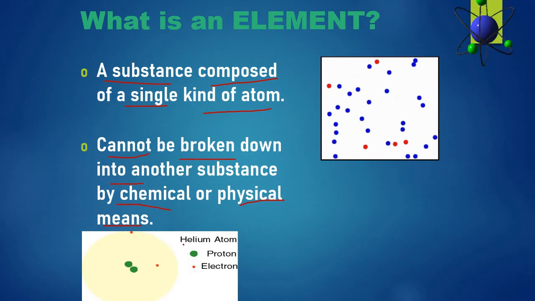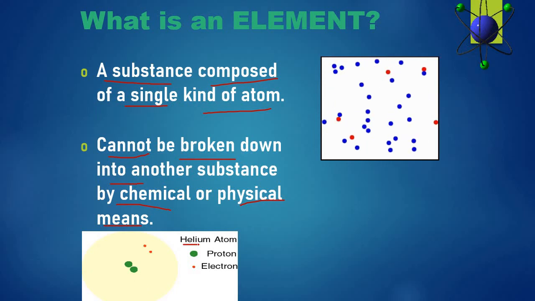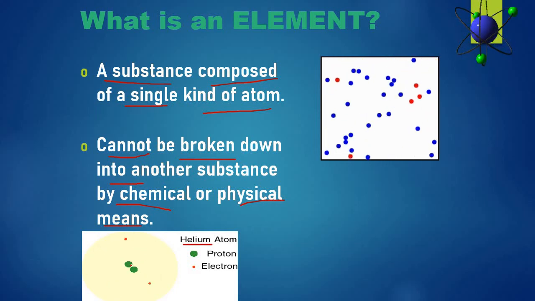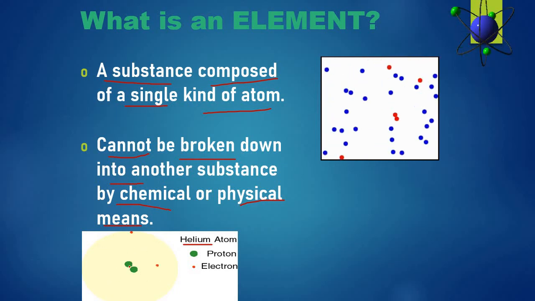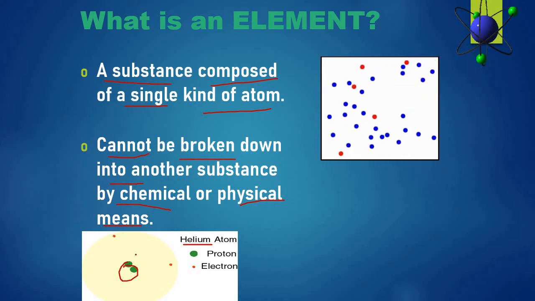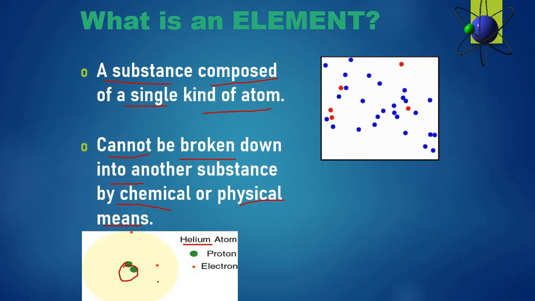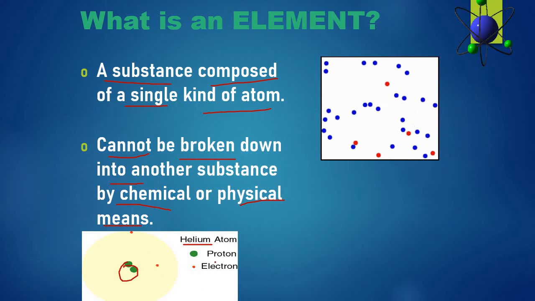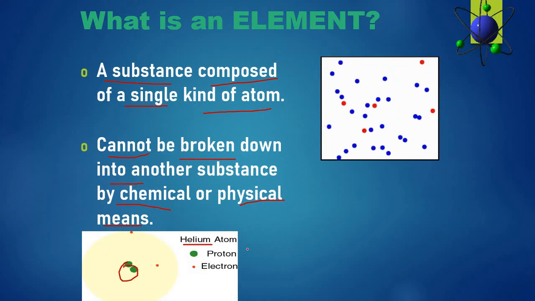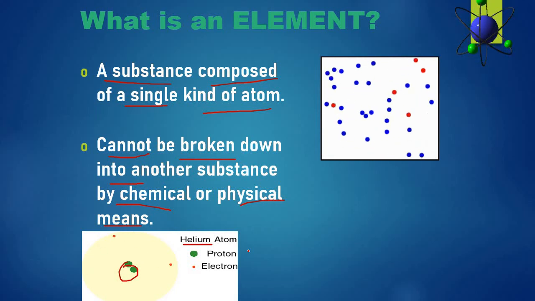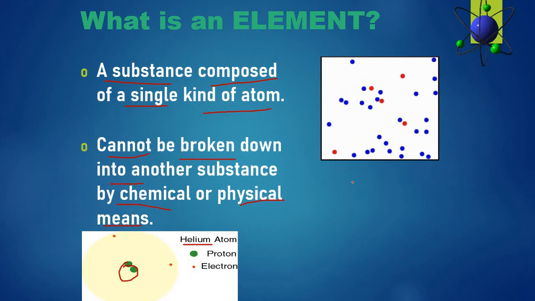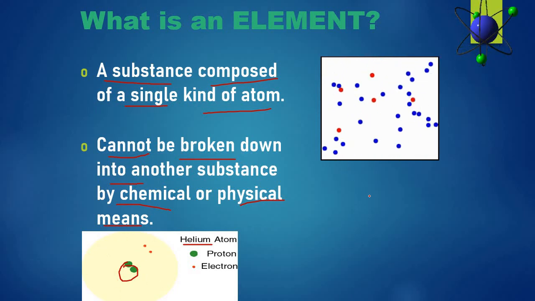The best example of an element is helium. Here we can see the helium atom, having 2 protons in the center in green color, surrounded by 2 electrons in red color. So the helium atom has 2 protons and 2 electrons. Therefore helium has atomic number 2. These are some examples of elements.